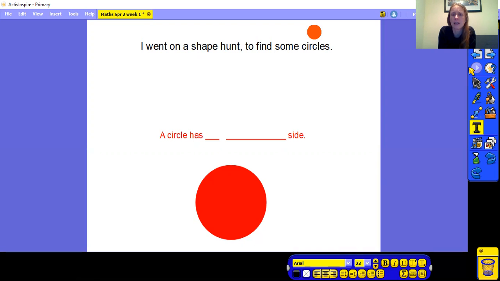So a circle has what? Pause the video and talk to your grown-up. See if you can remember what the missing words are from the red sentence.